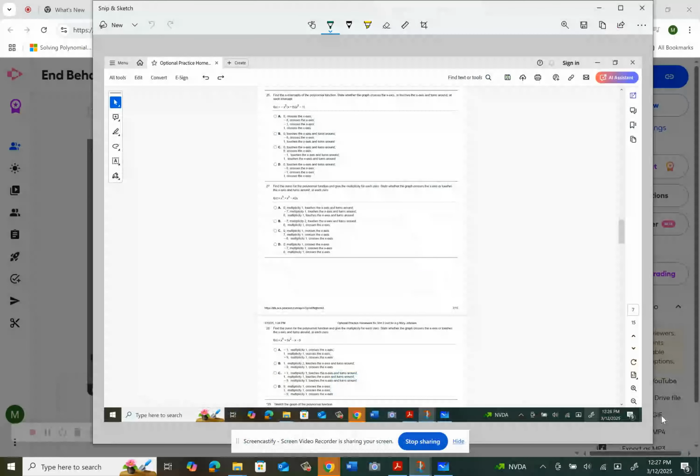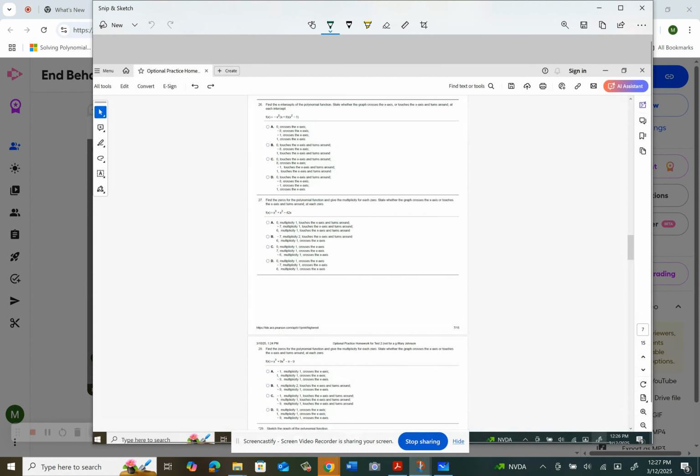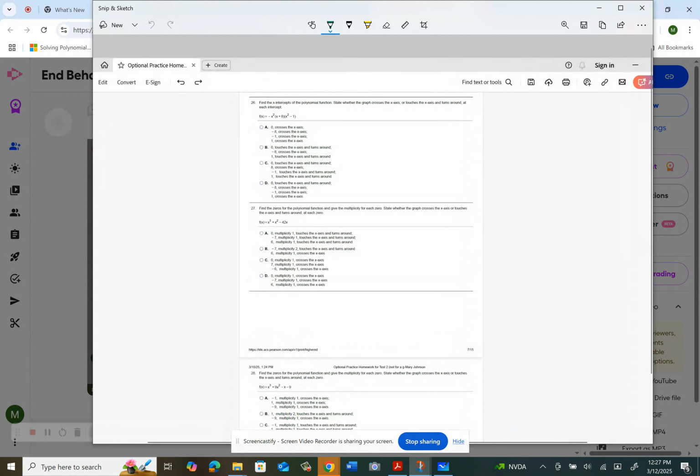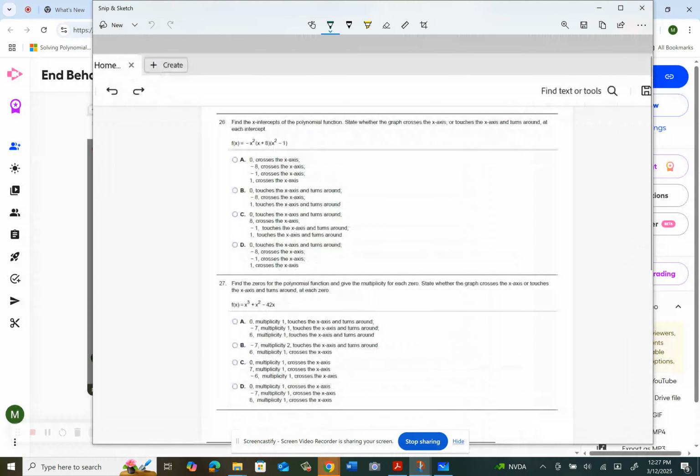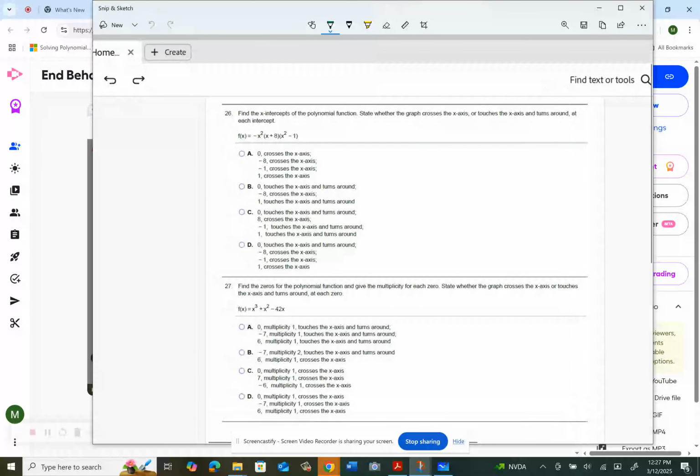All right, now let's look at the multiplicity and how the graph of the polynomial is going to look at each of the zeros. Okay. So we're looking at zeros and multiplicity. All right, so the zeros of a function are the same as the x-intercepts of the graph if the zeros are real numbers.